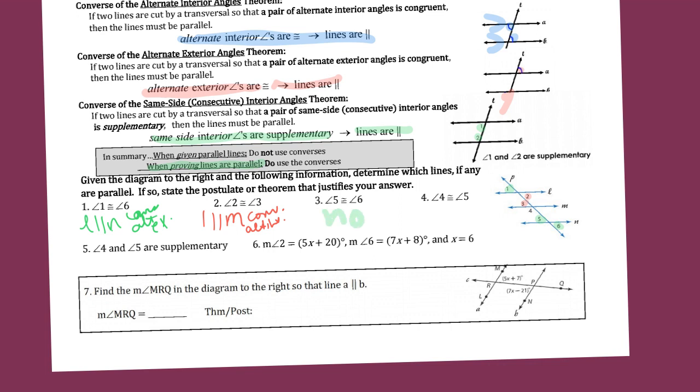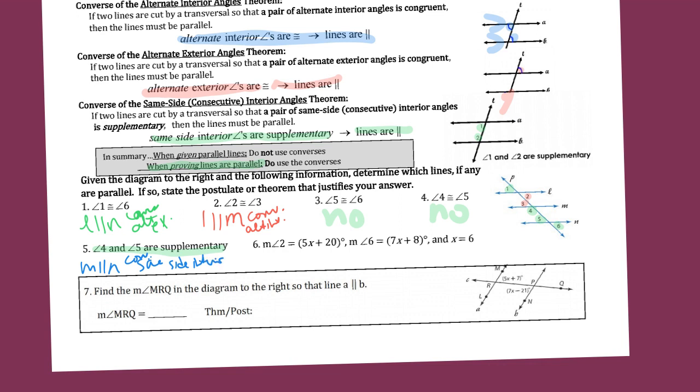Same with 4 and 5. If they tell you 4 and 5 are congruent, well, that's not really a thing. 4 and 5 would be supplementary for the lines to be parallel between M and N. So that's what they do next. So this would be no. If 4 and 5 are supplementary, that's a different story. For them to be supplementary, that means that line M is parallel to N. And why? Same side, it's the converse of same side interior.